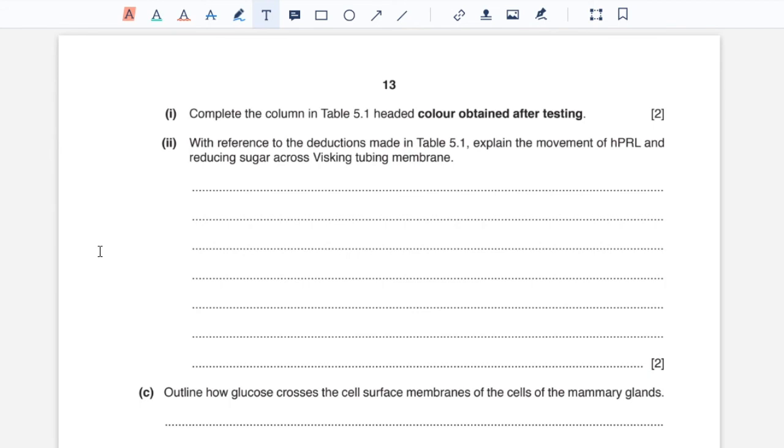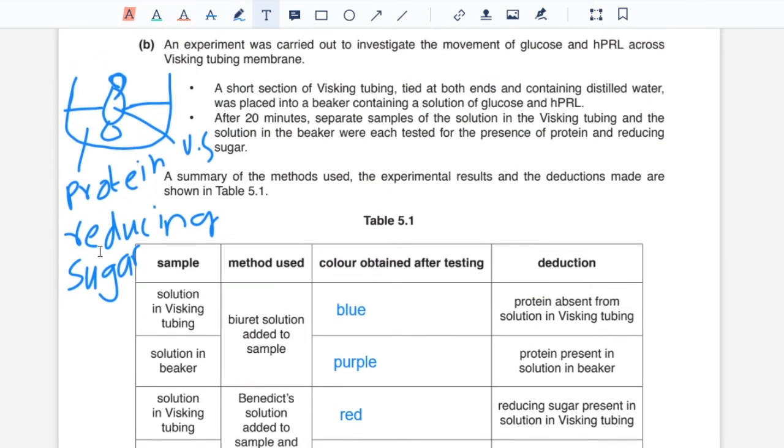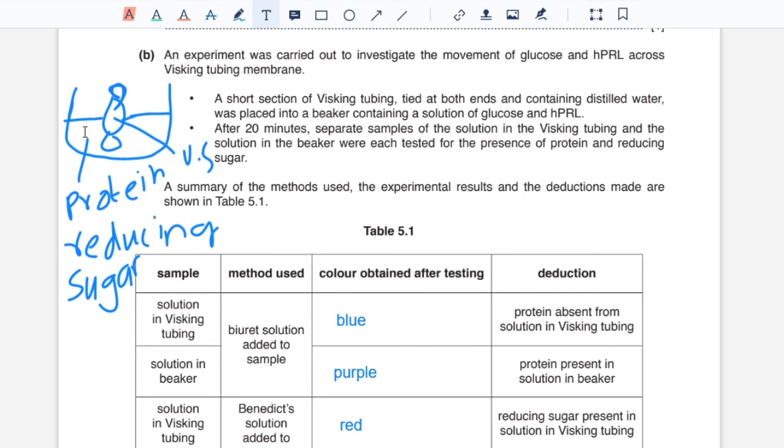2. With reference to the deductions made in Table 5.1, explain the movement of HPRL and reducing sugar across the Visking tubing membrane. Initially protein was present only in the solution in the beaker, and at the end it was only present in the solution in the beaker, so it did not enter the Visking tubing. However, reducing sugar was only placed in the solution outside of the Visking tube, and after the tests were carried out, it was deduced that it also was present in the Visking tubing, meaning that it moved into the Visking tubing. That's because it is small enough to cross the Visking tubing, which acts as a partially permeable membrane, whereas protein would be too large to cross the Visking tubing.